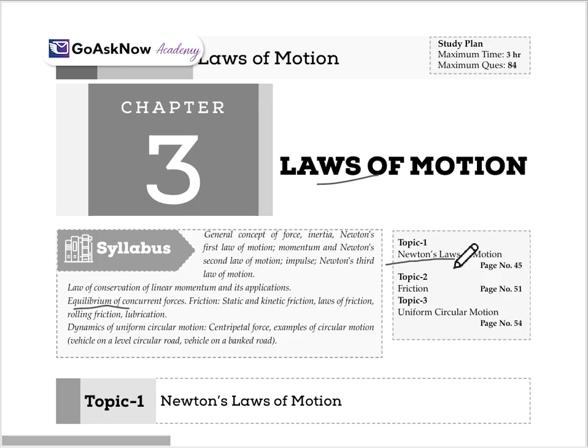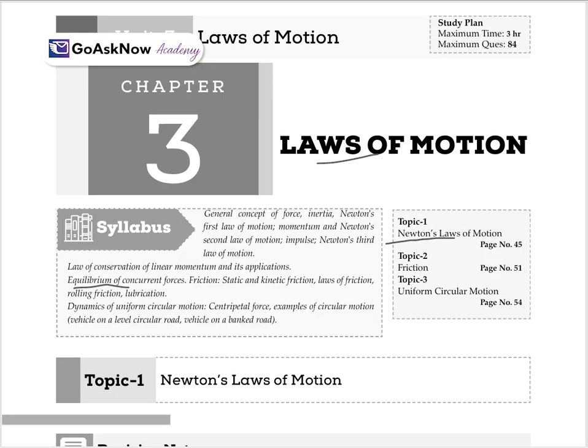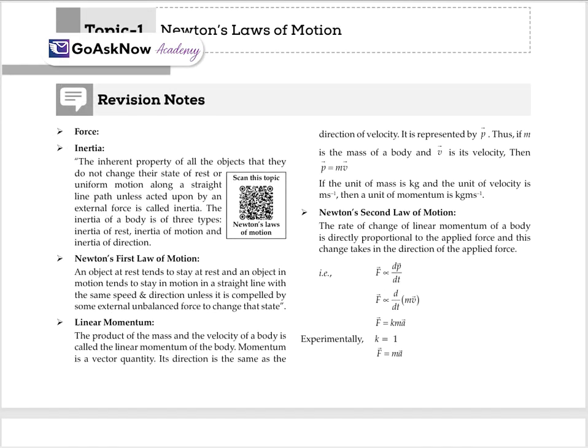Firstly, we'll go through the first topic, which is Newton's laws of motion. Here, force and inertia are the important keywords for the laws of motion. Inertia is the inherent property of an object that does not change its state of rest or uniform motion along a straight line path unless acted upon by an external force.